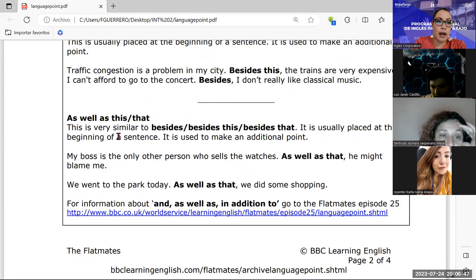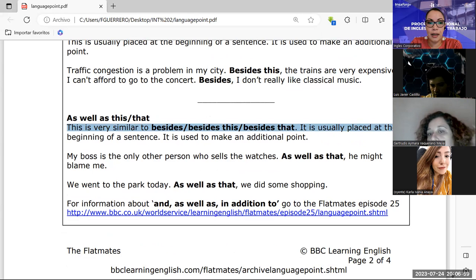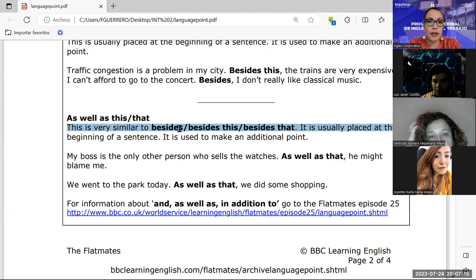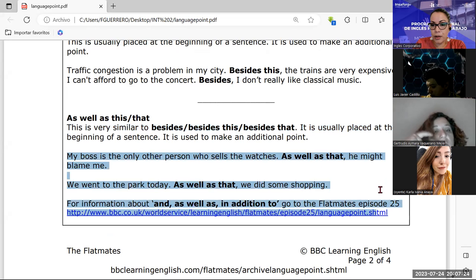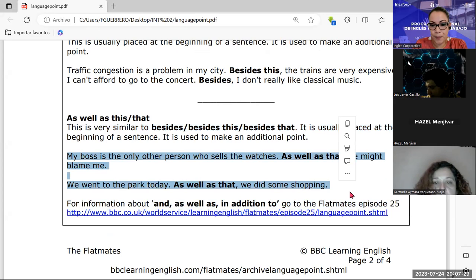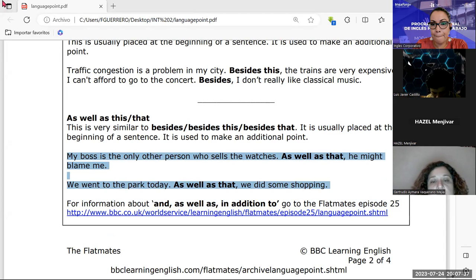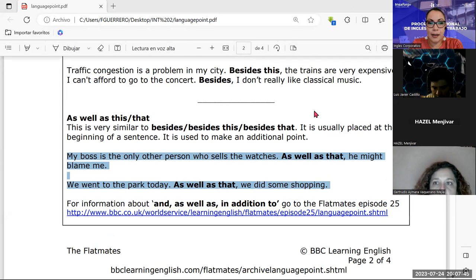Now, we also have as well as. As well as this, as well as that. This is very similar to besides this or besides that. It is usually placed at the beginning of a sentence. It is used to make an additional point. Es como decir así como también, además. So those, estas dos que estamos viendo es para agregar información. And this is very similar to besides this, besides that. Usually placed at the beginning, so they are quite similar. Who wants to read the examples using as well as? Volunteers to read the examples using as well as.